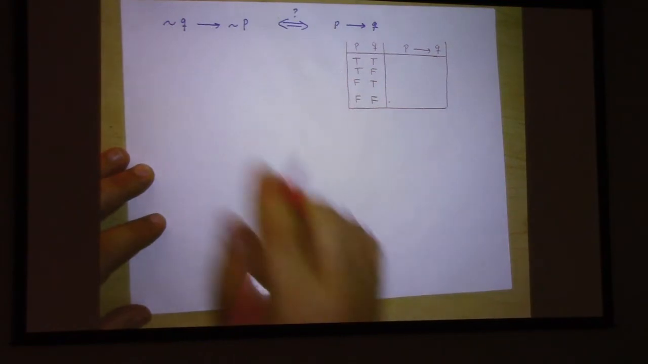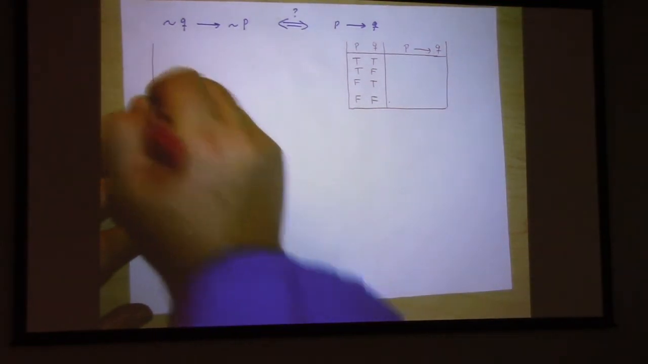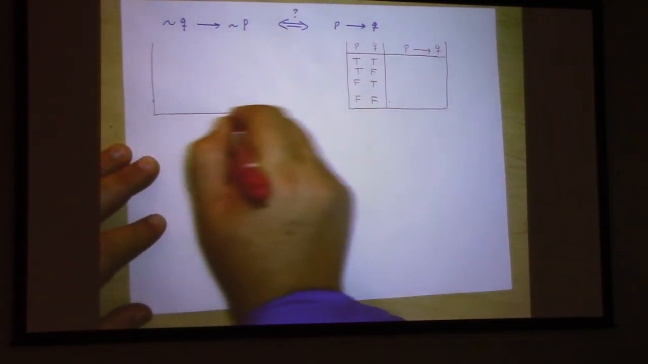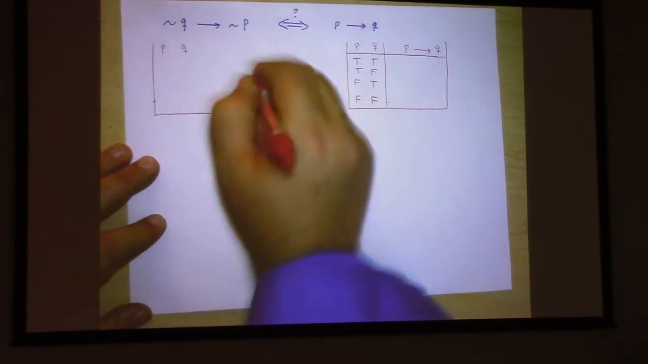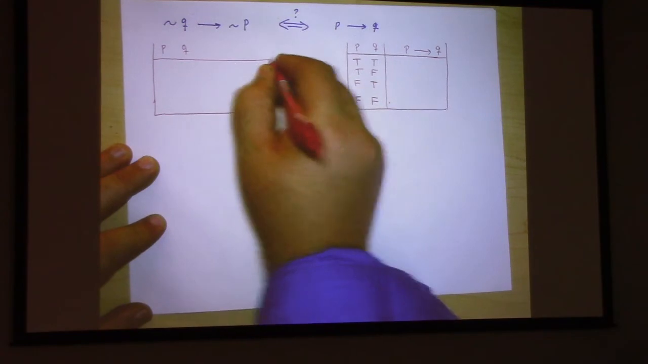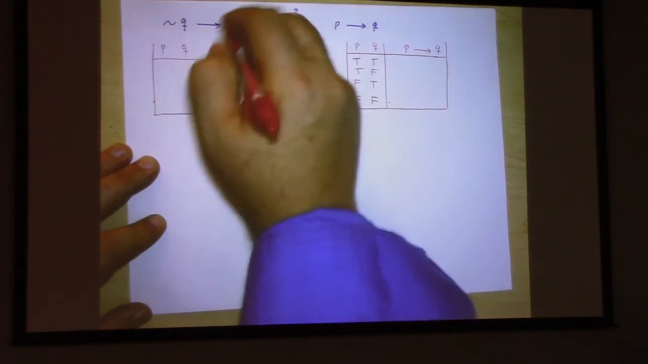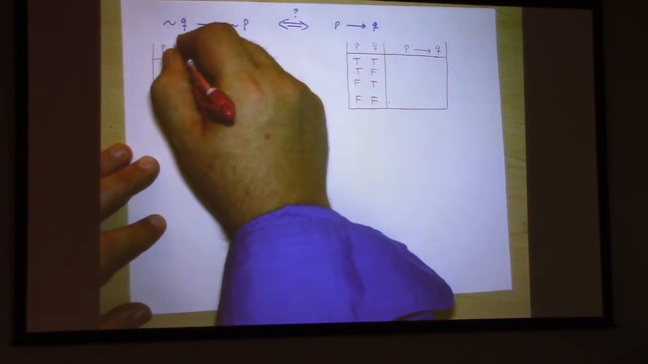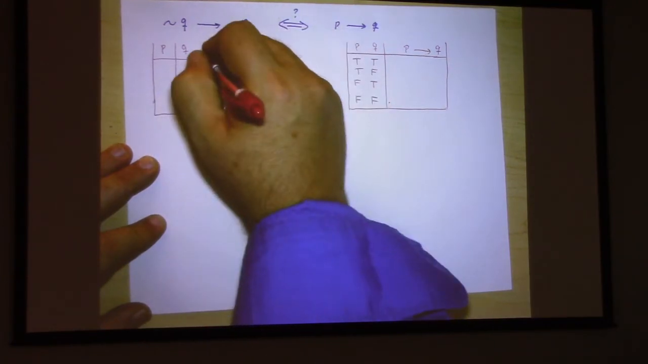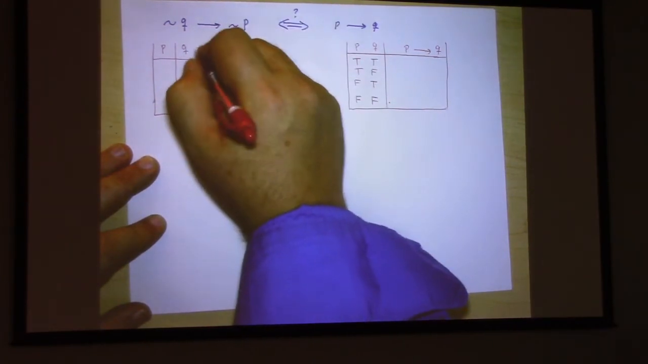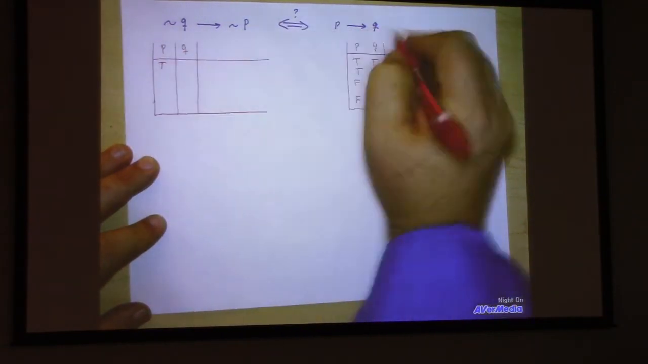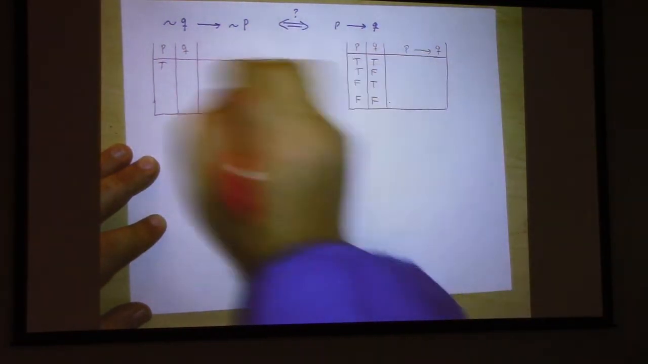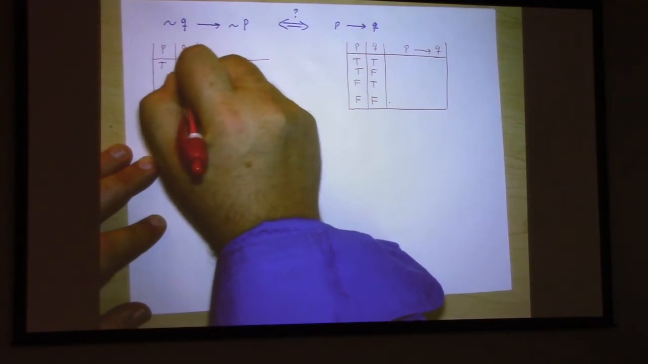If I did another one over here and I do P and Q in a different order... All right, so you'll forgive me, I'm not going to use the inside out method here. I'm going to use, let's call this the left to right method.